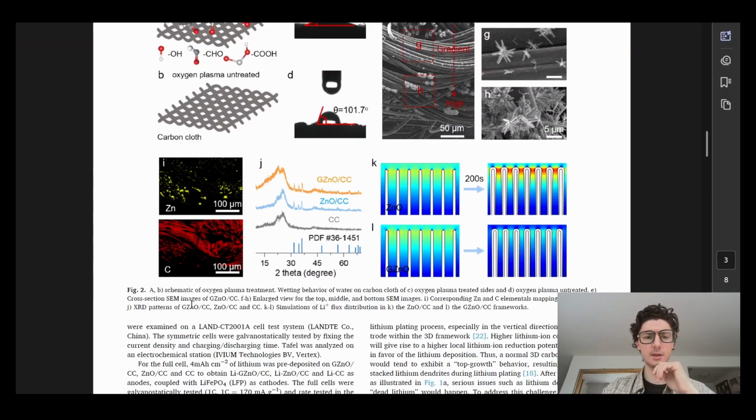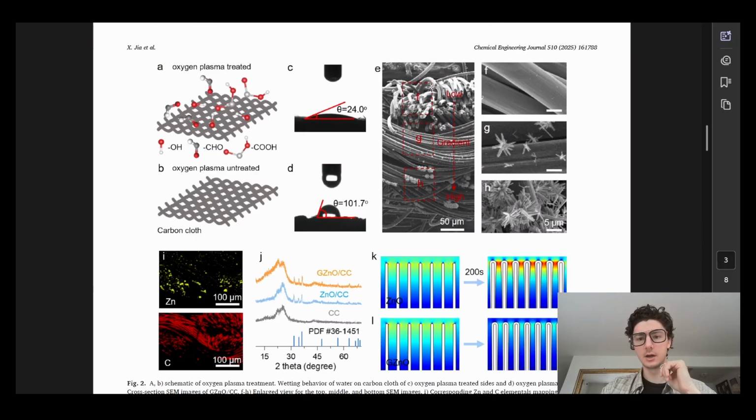E, cross-section SEM images of graphene, or sorry, gradient zinc oxide/CC. So this is E. Where's E here? And this is the cross-section. Okay, here you go. Maybe it's hard to see, but here they have F, G, H. F to H, enlarged view of the top, middle, and bottom. So this is the top, this is the middle, and this is the bottom. Very cool. This is how they show the gradient.